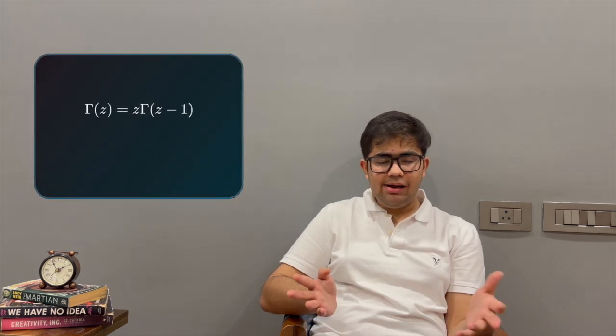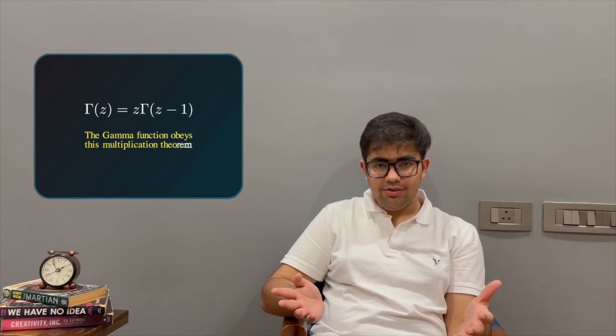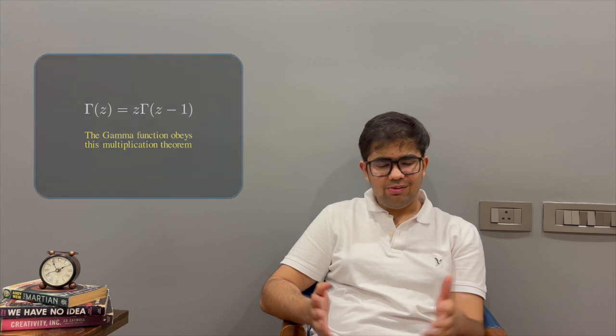The function follows the multiplication theorem, where gamma n would be n times gamma n minus 1, just like the factorials. But you may still question how such a bizarre formula can exist as a general formula for the factorials. To answer that, we have to learn how we can derive such a formula.